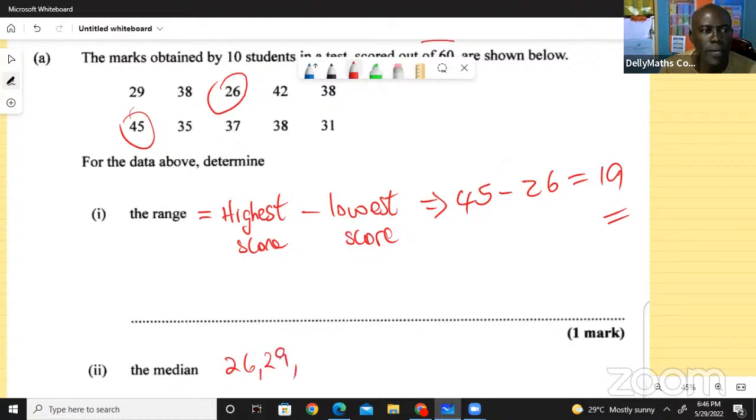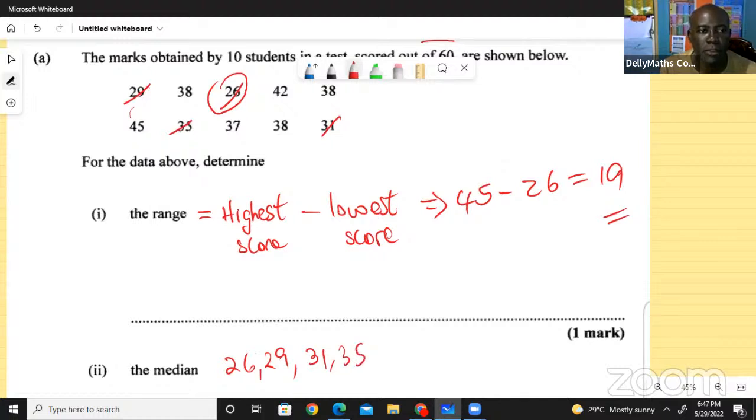All right, I hope I don't make any error counting off this. I'm going to mark it off. 26, 29. Normally when I'm doing it, I cross them off so that I don't make an error, all right? 26, 29, then 31. Then I'm seeing 35.